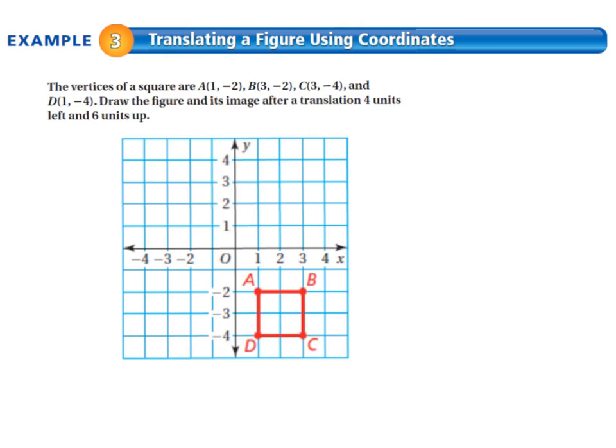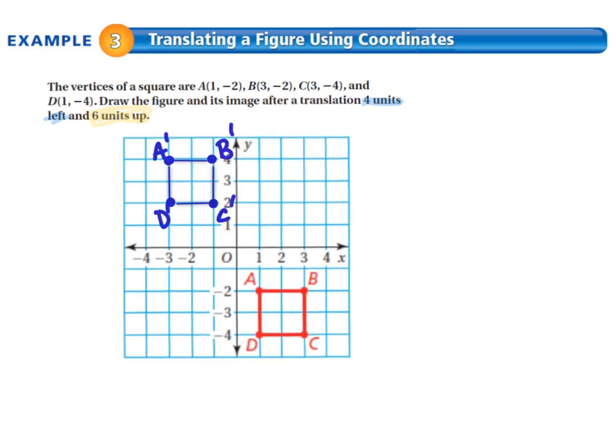This example is one that we would like you to try. This one has a square ABCD, gives you its vertices, and it's asking you to draw the figure and its image after a translation 4 units left and 6 units up. I'm going to ask you to pause your video, get some graph paper, and give this a try. If you don't have graph paper, you can sketch it, or we will post some printable graph paper that you can print and do your best with that.